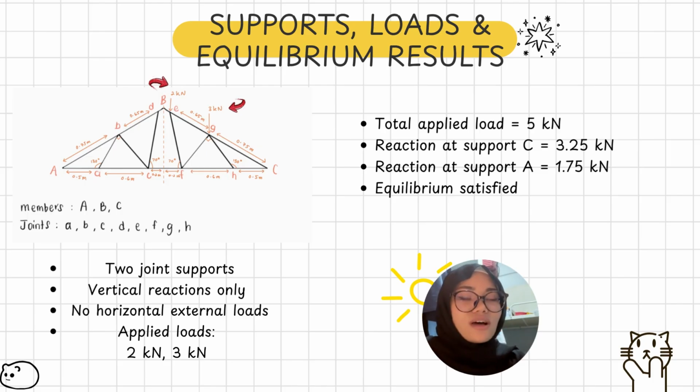Two vertical loads of 2 kilonewtons and 3 kilonewtons were applied at selected joints, giving a total applied load of 5 kilonewtons. So by using static equilibrium, the support reactions are calculated as 1.75 kilonewtons at support A and 3.25 kilonewtons at support C. This value satisfies equilibrium, confirming that the structure is stable.